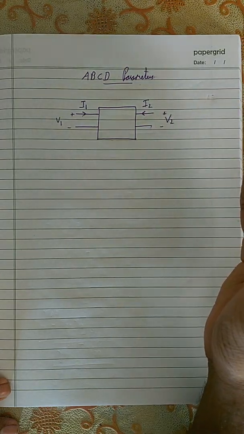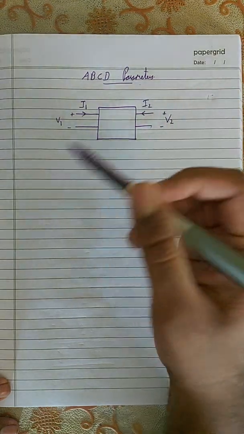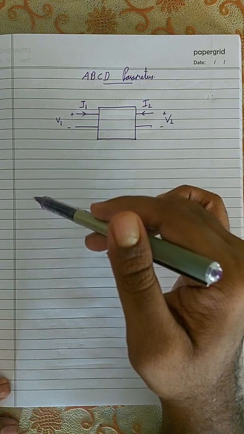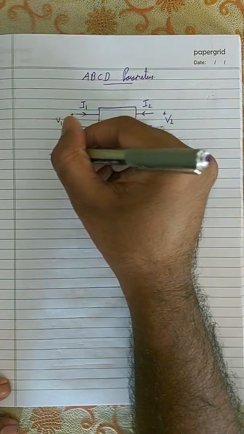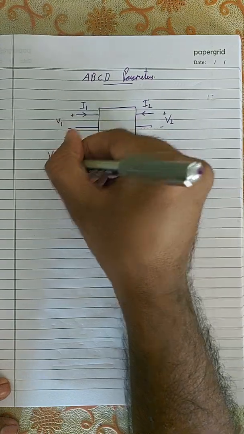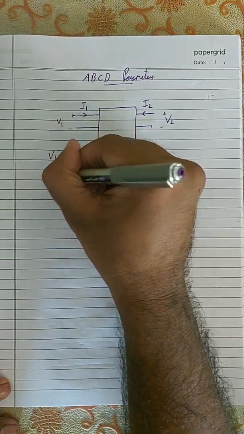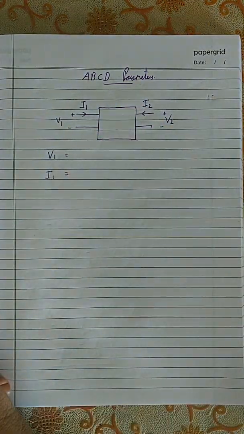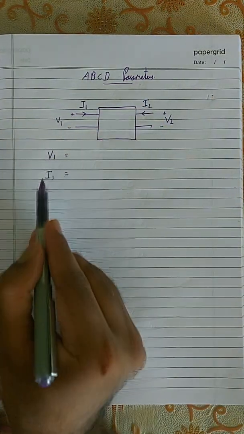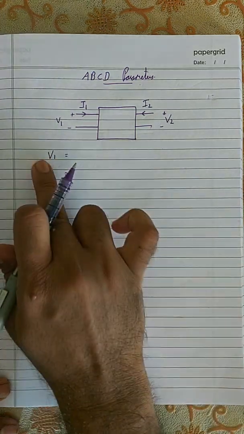In other words, transmission parameters or ABCD parameters are defined as the equations for expressing V1 and I1 of the input port in terms of V2 and I2 of the output port. So we are basically writing the equation for V1 and I1. This is the meaning of the word ABCD parameters, expressing in terms of V1 and I1.